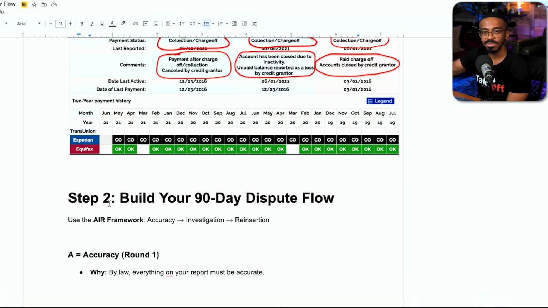And if you got problems with me, come see me. Don't see me, I'm not about that. But I created this, right? It's called the AIR framework. And AIR is an acronym that stands for Accuracy, Investigation, and Reinsertion. So this is the framework we're going to use to create your dispute process, right?